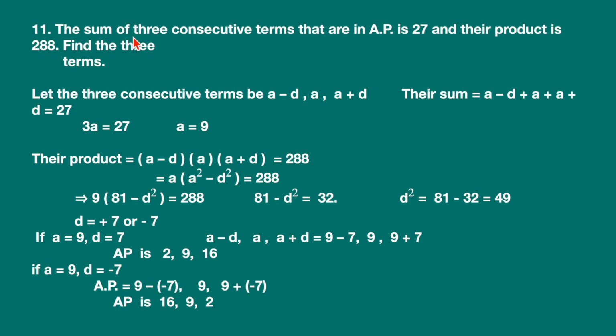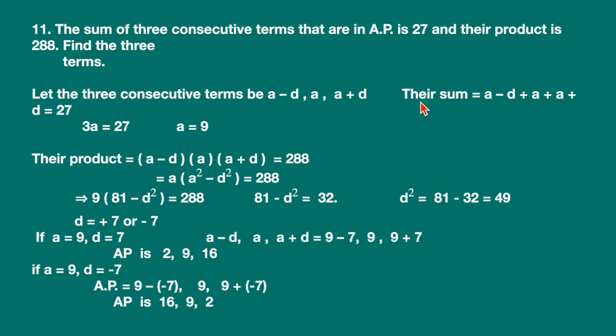Question 11. The sum of the 3 consecutive terms that are in AP is 27 and their product is 288. Find the 3 terms. So let the 3 consecutive terms be a minus d, a, a plus d. You can see that the common difference is d here. The second term minus first term will give you d. Third term minus second term will give you d. So these are the 3 consecutive terms of an AP.